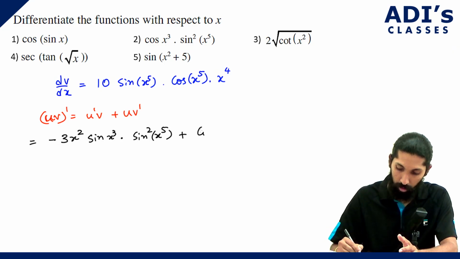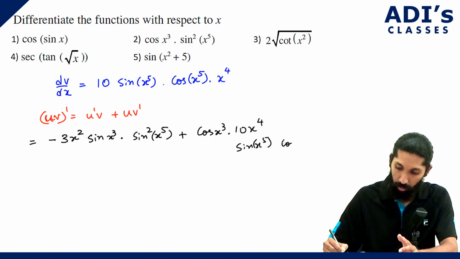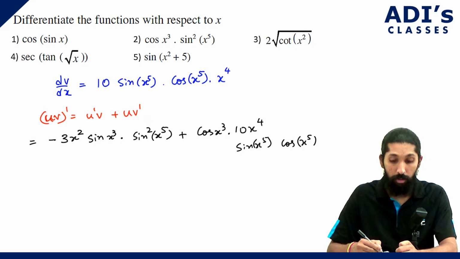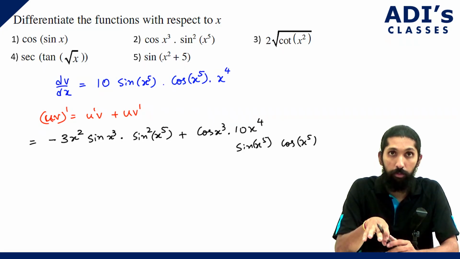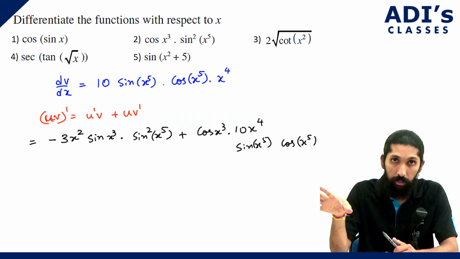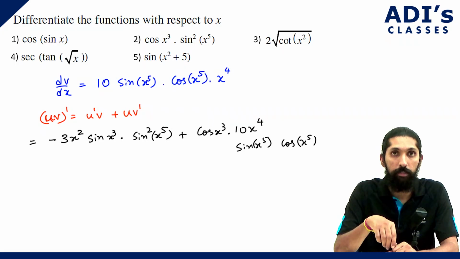plus cos x cube into 10 x power 4 into, so maybe I'll write it down here. So sine x power 5 into cos x power 5. This is the answer for the second question. Remember, what you need to do is you do it separately, then apply the formula like this, combine both of them and get the correct answer.